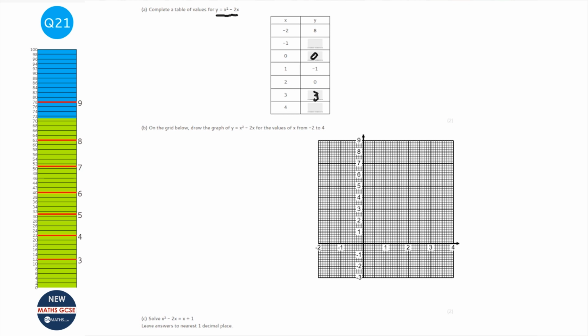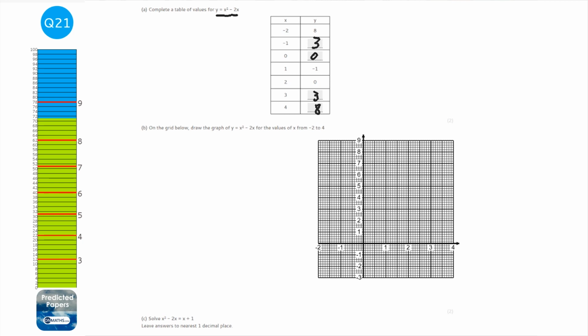And 4 squared is 16, take away 2 times 4. 2 times 4 is 8, so that's going to be 8. Okay, minus 1 squared is 1. Minus 2 times minus 1 is plus 2. So that is going to be 3.